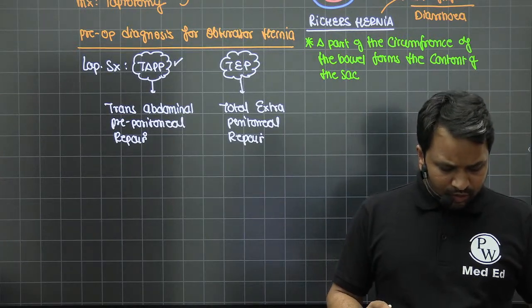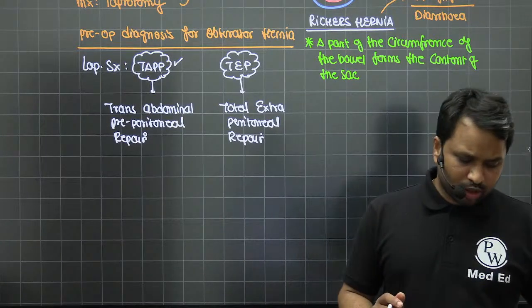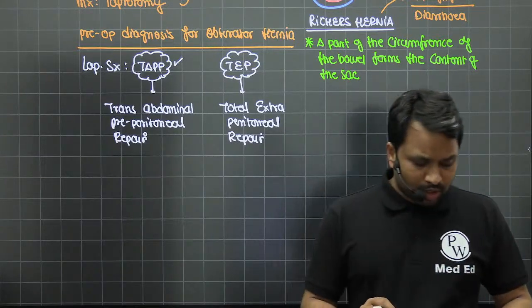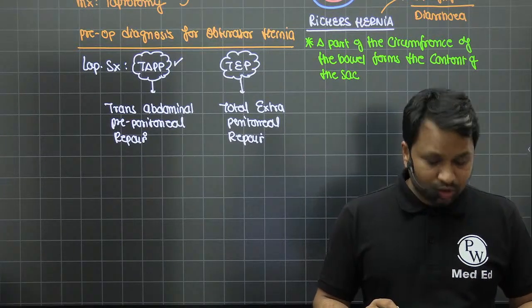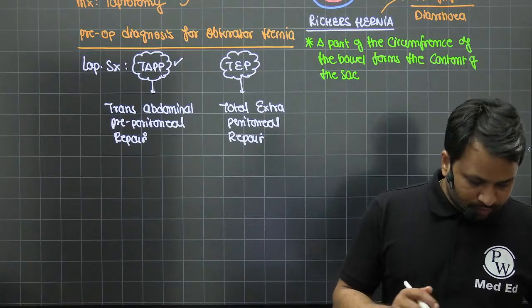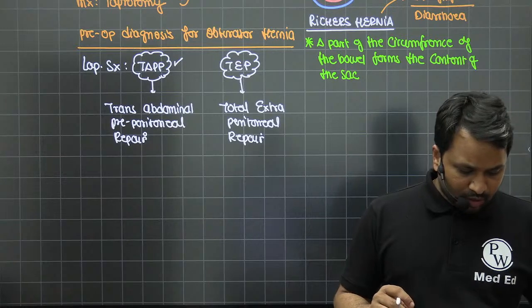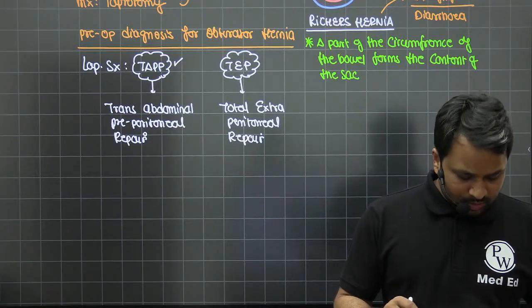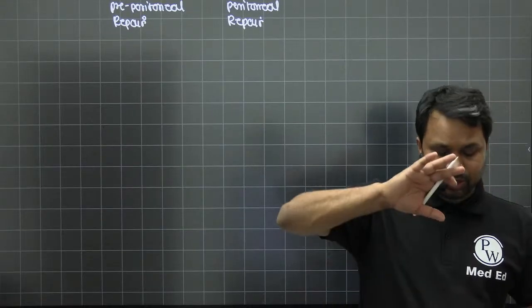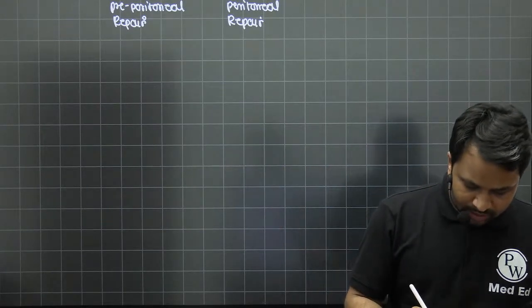Now, there's a lot of question around what that component is called when you place the mesh. I want you to understand a small concept called the myopectineal orifice of Fouchard. I don't think we have discussed this before. We'll try to understand what it is, what its boundaries are, and how it is formed, because when you put the mesh, it covers that entire area of the myopectineal orifice of Fouchard.